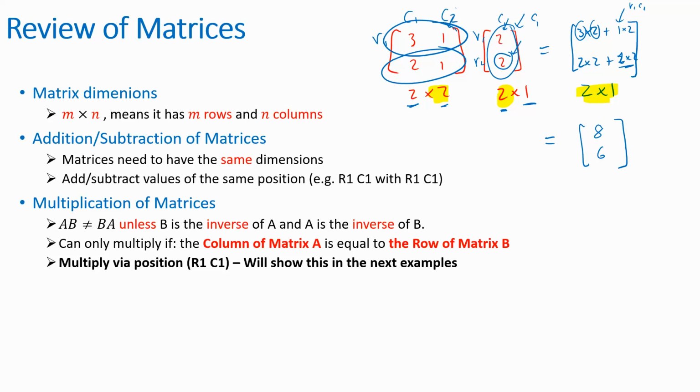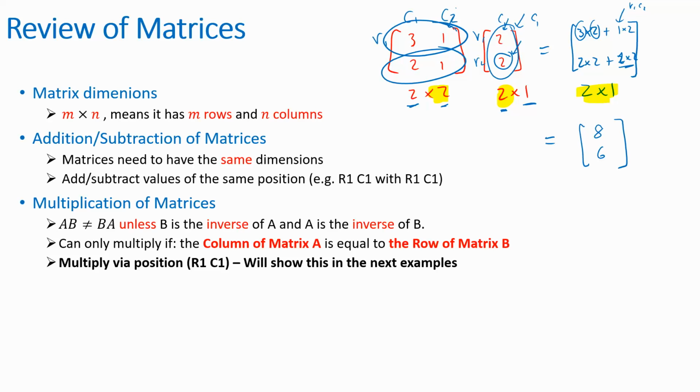So AB does not equal BA, unlike our normal number multiplication. 3 by 2 is the same as 2 by 3. But in this case, matrix A by matrix B is not the same as matrix B by matrix A. That's the first one.